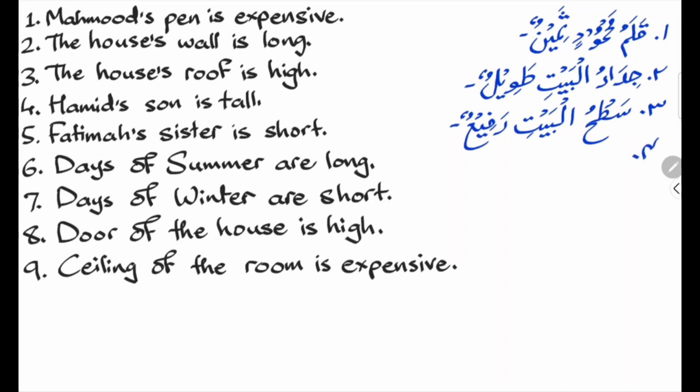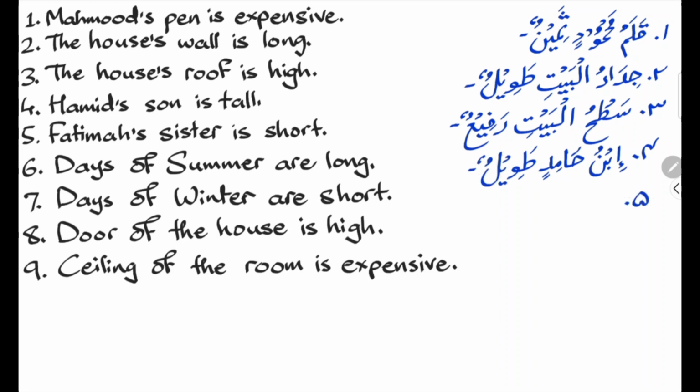Number 4. Hamid's son is tall. Hamid's son, that's mudaf mudaf ilayh. Translate that backwards. Son in Arabic is ibnun. Ibnu Hamidin, that's mudaf ilayh. That's why it's getting 2 kasras. Ibnu Hamidin is tall. Tall in Arabic is tawilun. Ibnu Hamidin tawilun. Hamid's son is tall.